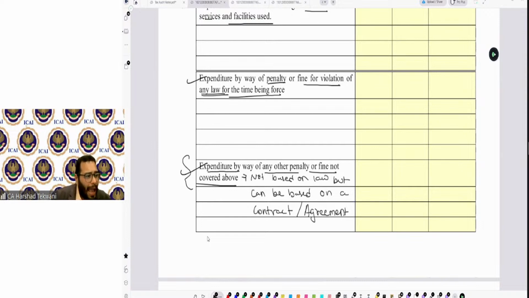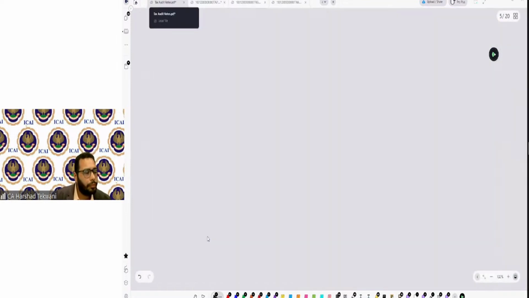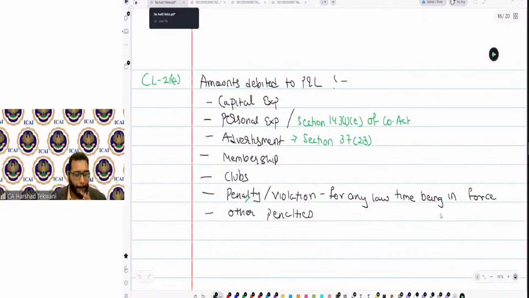So for any law, in this particular section, there are law-related penalties and violations. But penalties or fines which are not related to the law but based on contracts, agreements, or such scenarios will be covered over here. Okay.